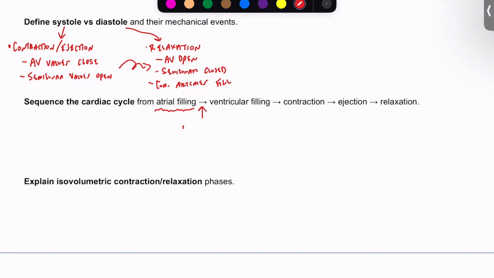And then right here we have our tricuspid valve. So the atria fill, and we have atrial systole that sends blood through the tricuspid valve to our ventricles. Now our ventricles are filling and filling. And then right here we have our pulmonic valve, because we have ventricular systole, and that sends blood to the pulmonary arteries.